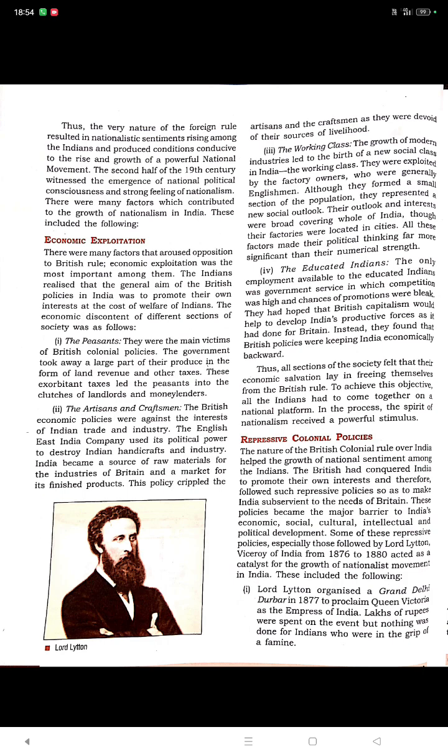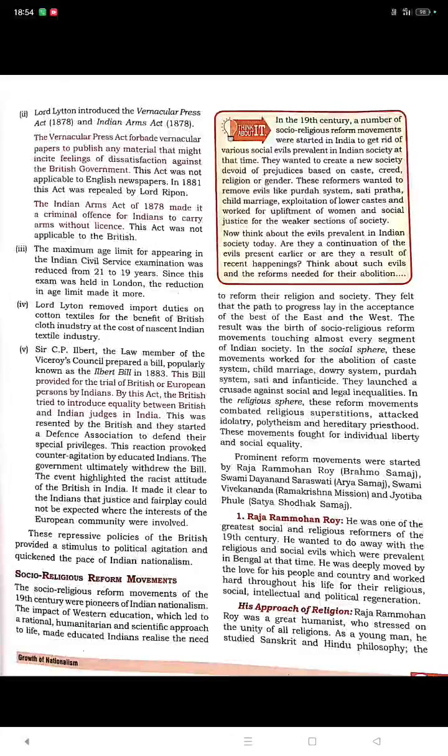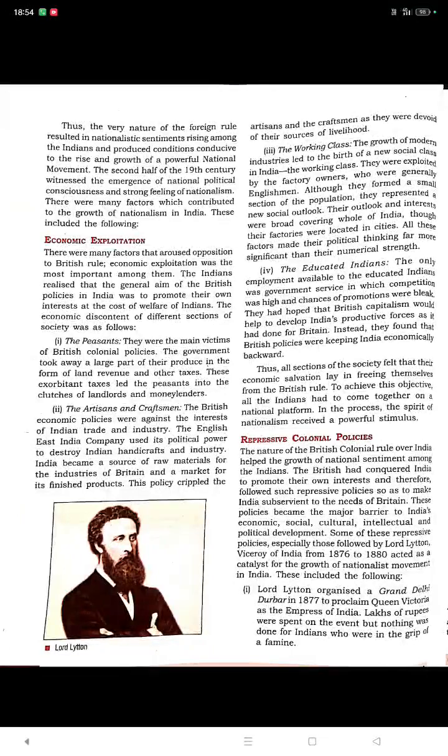Next, repressive colonial policies. Let's see the repressive colonial policies. What are these policies? They have given 1, 2, 3, 4, 5. 5 colonial policies are there. Let's see.